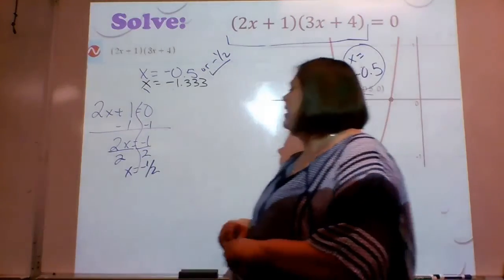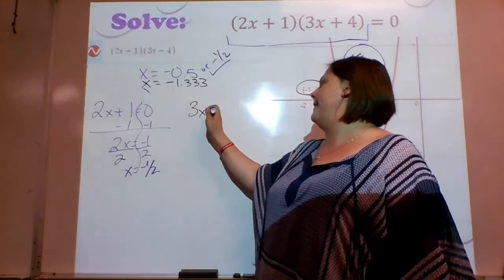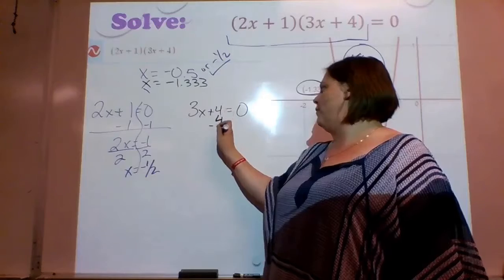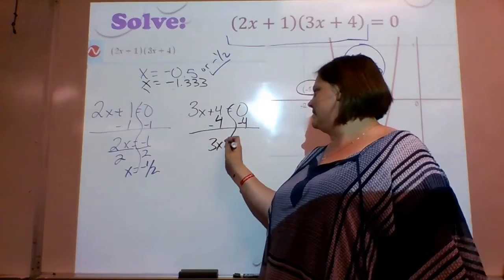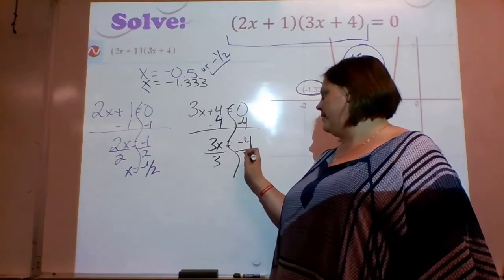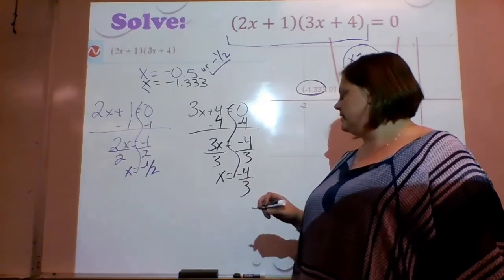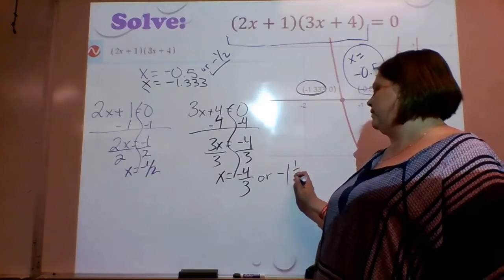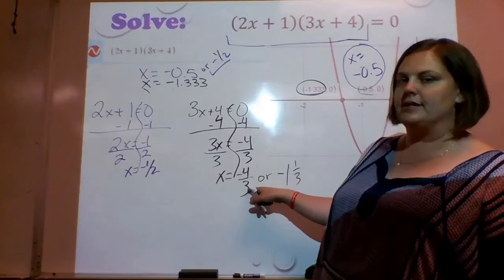I'm going to take my other fancy looking thing there, 3x plus 4 equals 0. I'm going to subtract 4 from both sides. 3x equals negative 4. I'm going to divide by 3, divide by 3. X equals negative 4/3. Or negative 1 1/3. But I would prefer this answer. It's easier for me to understand. This is fine. Prefer this answer, please.